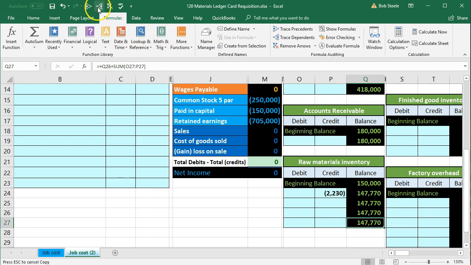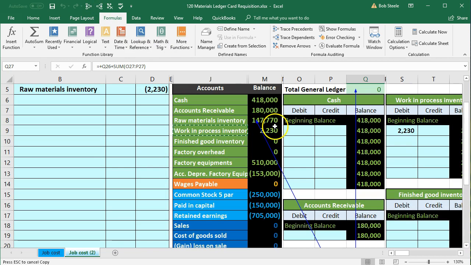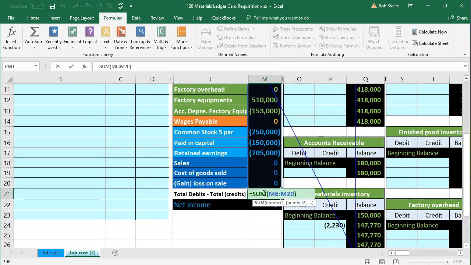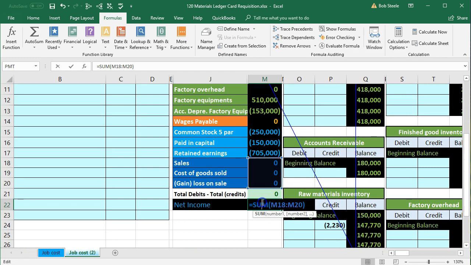That then can be found on the trial balance, and it's going to put us back in balance here. Debits equal credits. No effect on net income.